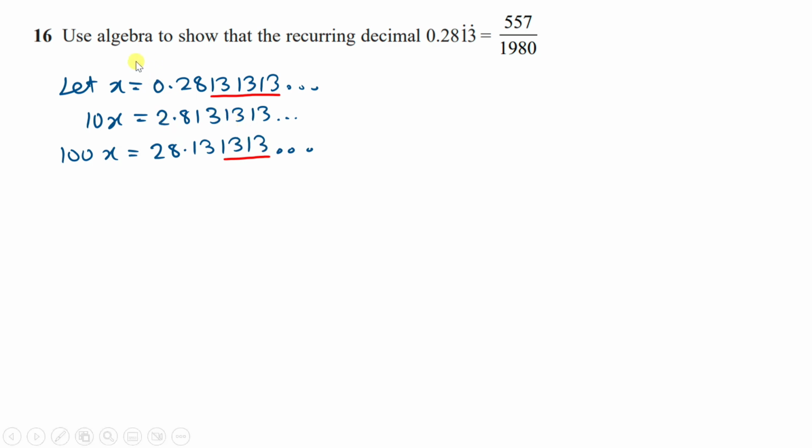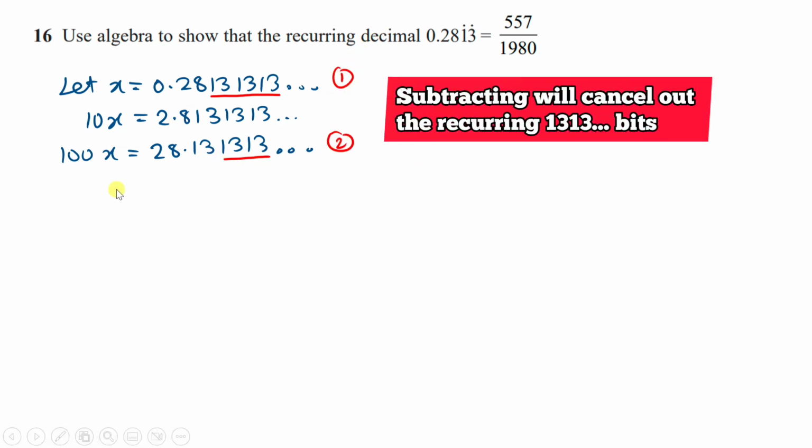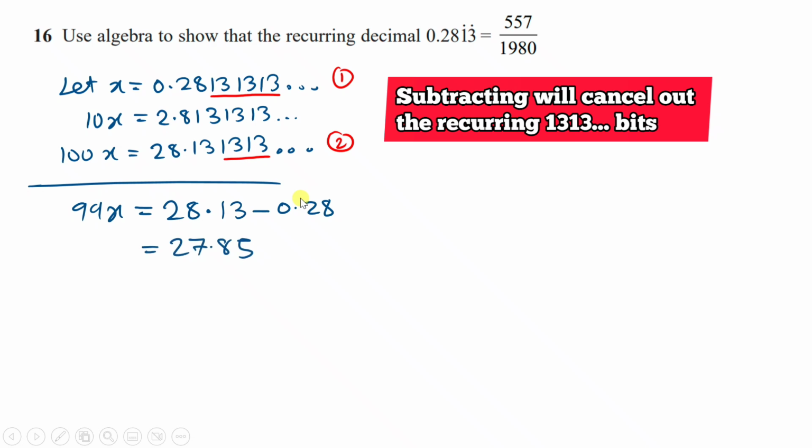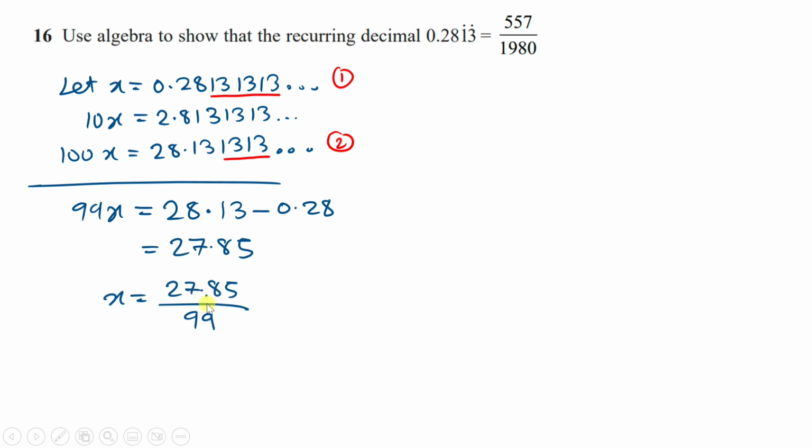And if you do, you can now subtract the two equations. Subtract equation 1 from equation 2. If we do that, we'll end up with 99x. Okay, so that's what I would do over there. And 99x, subtract this in your calculator, get that. And then finally, divide 99 across, and you get this value. And then, of course, you can put this in your calculator to get exactly 557 over 1980. And that's it, you've shown it.